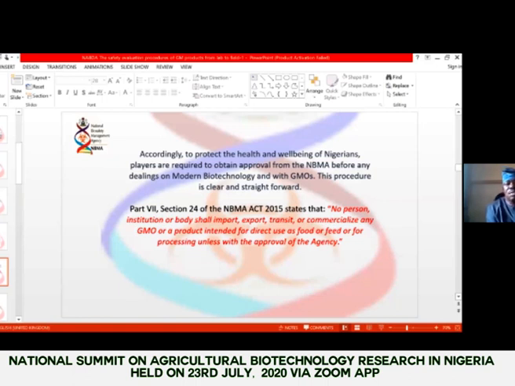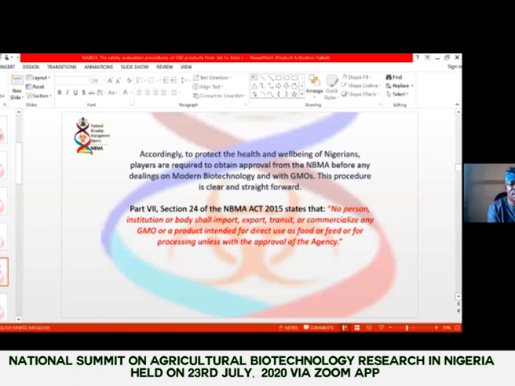Accordingly, to protect the health and well-being of Nigerians, players are required to obtain approval from the National Biosafety Management Agency before any dealings with modern technology and with GMOs. This procedure is clear and straightforward.